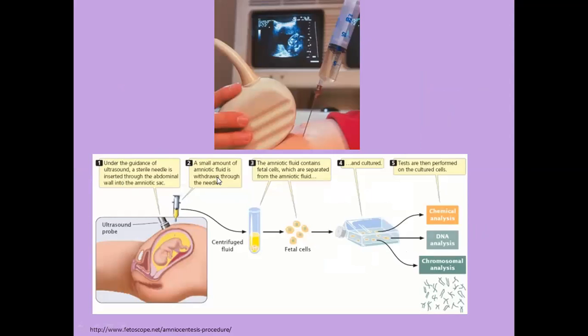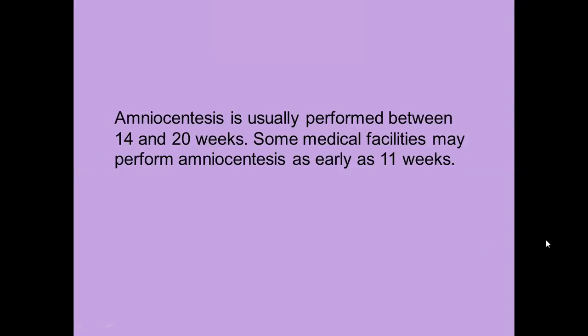So what they can do is draw out amniotic fluid. They can centrifuge the fluid to separate the cells from the fluid. They can then culture the cells. They can look at the chemicals that are in the fluid. They can do a DNA analysis to test for Tay-Sachs, or they can do a chromosomal analysis to test for Down syndrome, for example. Okay, this shows you the monitor very clearly.